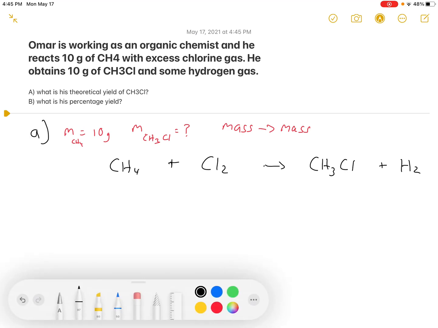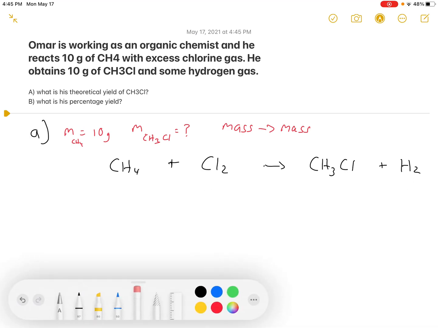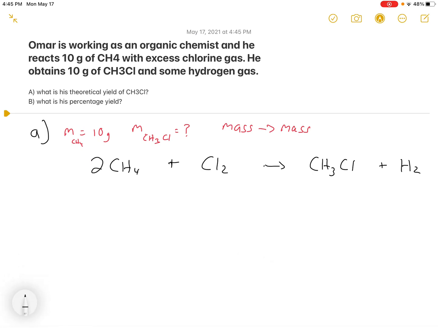We know that the chlorine and the hydrogen are both diatomic, Hofbrinkel. So now we need to balance this equation, which I'm just going to do quickly since we've had lots of practice already with balancing. So we found the molar ratio. To react completely, you have to take 2 moles of methane for every 1 mole of chlorine to produce 2 moles of CH3Cl and 1 mole of hydrogen gas.